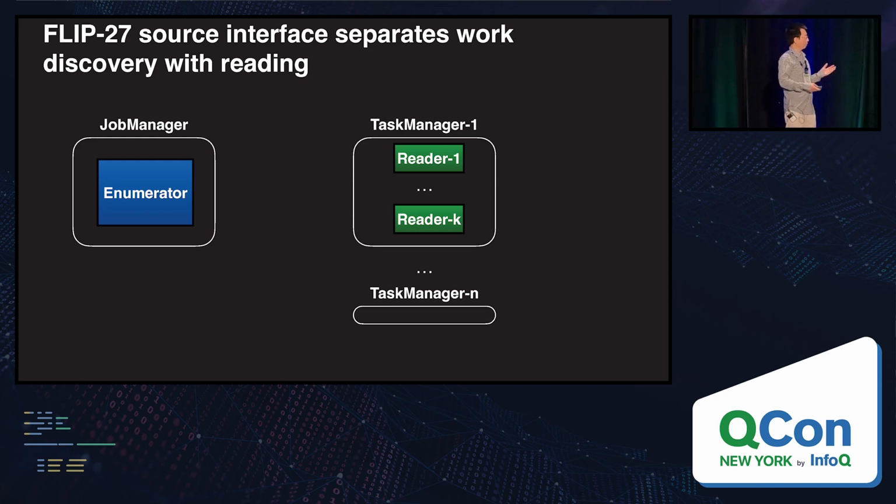The key idea in the FLIP 27 source interface is to separate the work discovery from the actual reading. The enumerator runs on the job manager, which is the coordinator. It is responsible for discovering work. The parallel readers run on the task managers. Those are the worker nodes. They are responsible for actually reading the data from the storage.